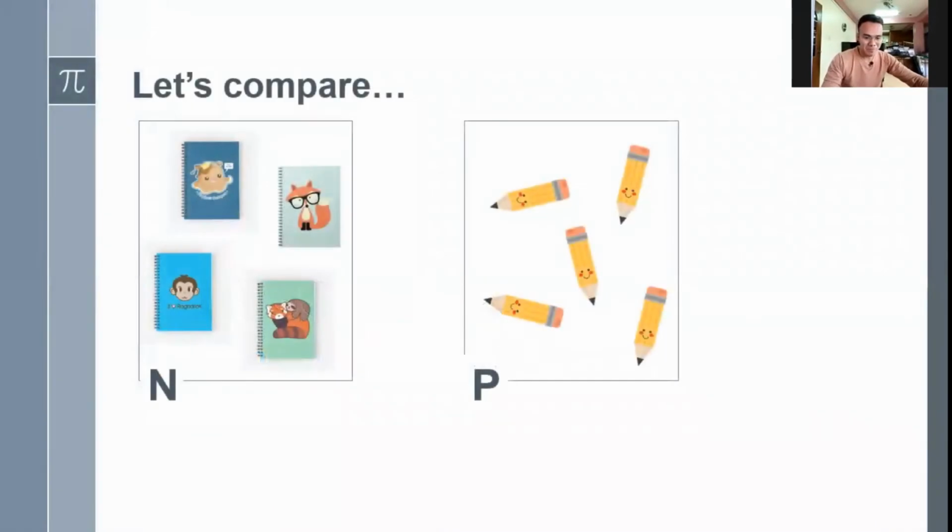Number 1, let's compare. I have here a group of notebooks. We also have here a group of pencils. So the group of notebooks is named as group N, and the group of pencils is named as P. My question now is, which group has more and which group has less?